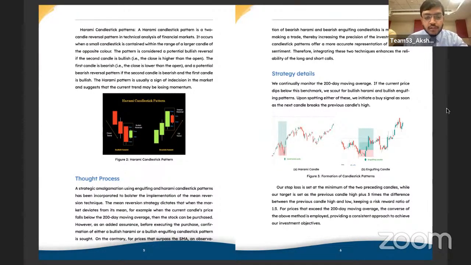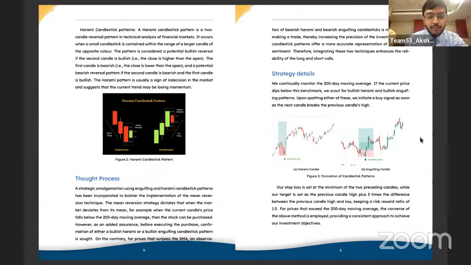Because we want mean reversion, we go long if we find a bullish engulfing or bullish harami candle, placing our stop loss at the low of the previous two candles with a risk reward ratio of 1:3. Similarly, we search for short opportunities whenever the price is above the 200 days SMA, and go short when we find a bearish engulfing or harami candle, placing our stop loss at the high of the previous two candles and a risk reward ratio of 1:3.